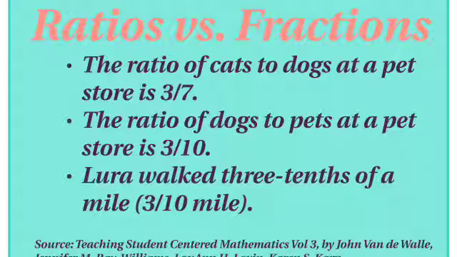The first example is a ratio, not a fraction, because fractions are not part-to-part ratios. The second example can also be thought of as 3/10 of the pets are dogs. Since this is a part-to-whole ratio, it is both a ratio and a fraction. The last example is a fraction of a length and is not a ratio because there is not a multiplicative comparison.